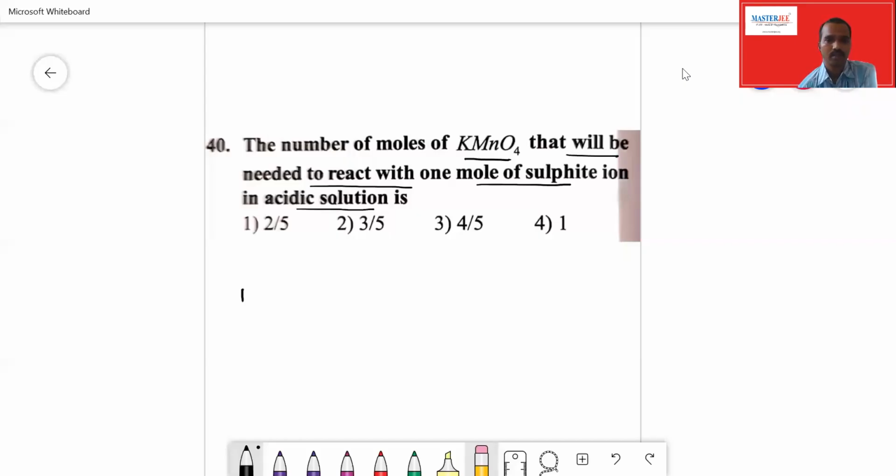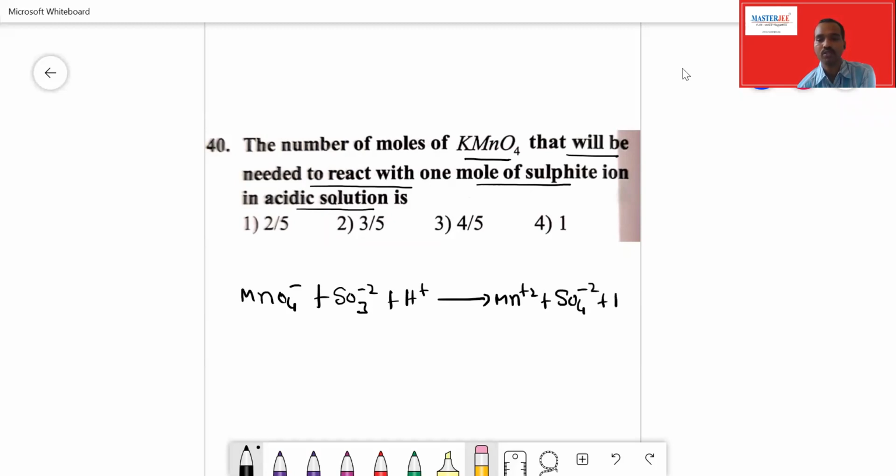See here, MnO4⁻ is reacting with SO3²⁻ in the presence of H⁺. That means in acidic medium, it will change into Mn²⁺ plus SO4²⁻ plus H2O. If you balance this equation, it is 2 moles, 5 moles, and 6 moles; 2 moles, this is 5 moles and this is 3 moles.